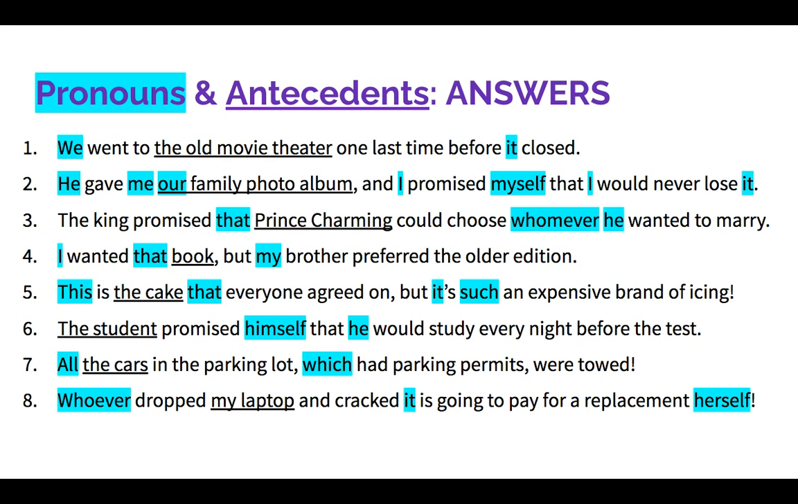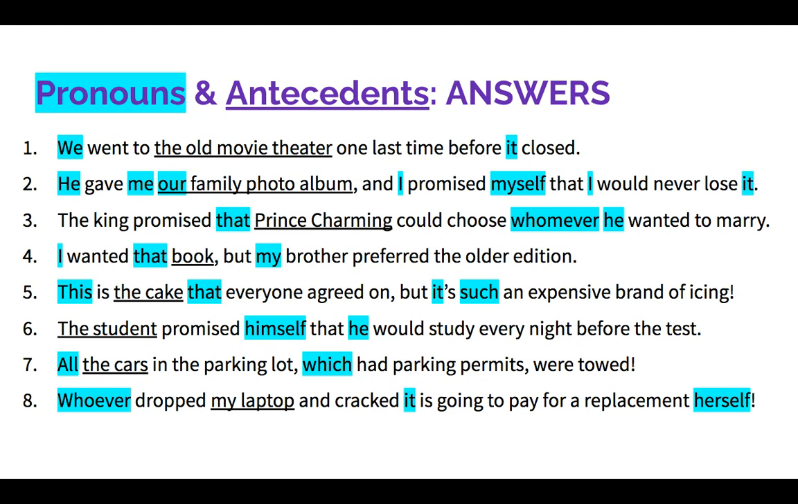Number 4, we have I, that, and my. I wanted that book, but my brother preferred the older edition. The antecedent here is really tricky because book is an antecedent. However, it actually comes after the pronoun that it's replacing. That's because the person that wrote this was using a pronoun when they didn't really need to. They could have said, I wanted a book or the book, but they wanted to emphasize that book. I want that book. And they really emphasized it. So they wrote that in front of it, but they didn't really have to.